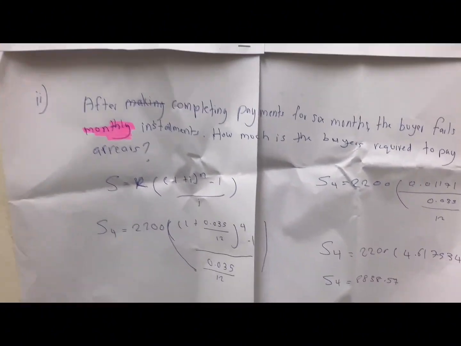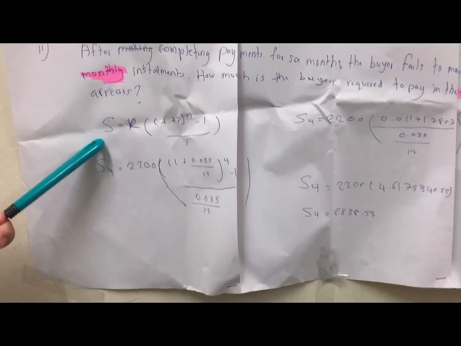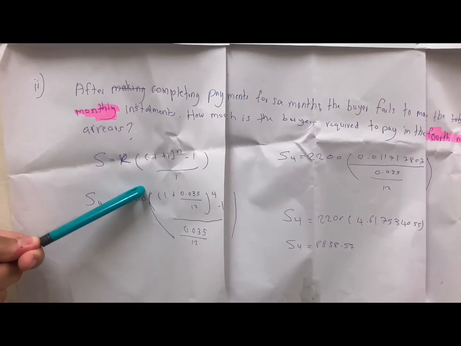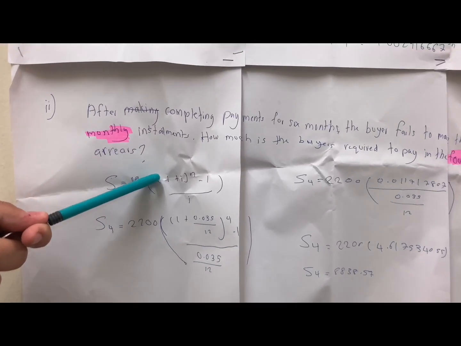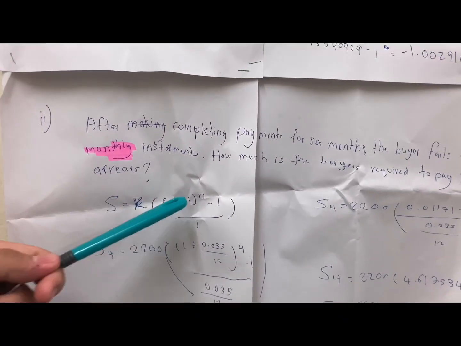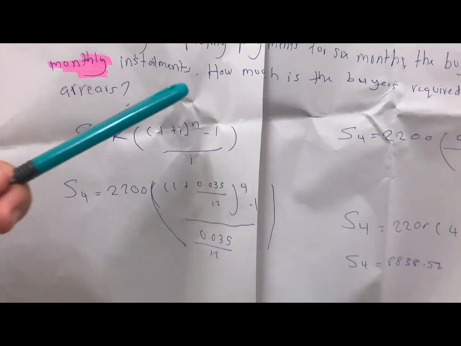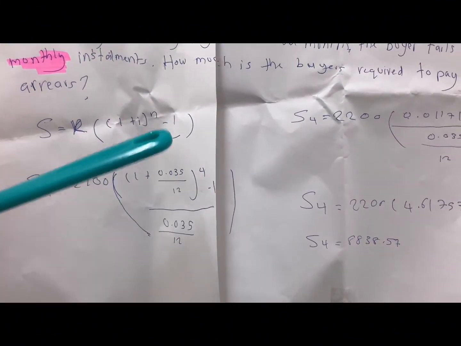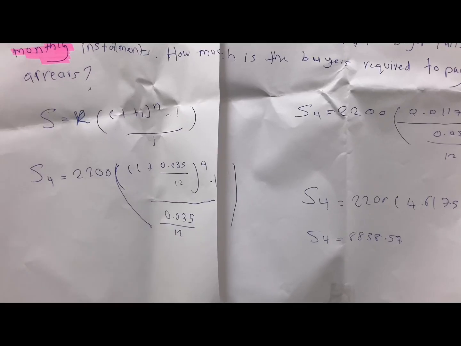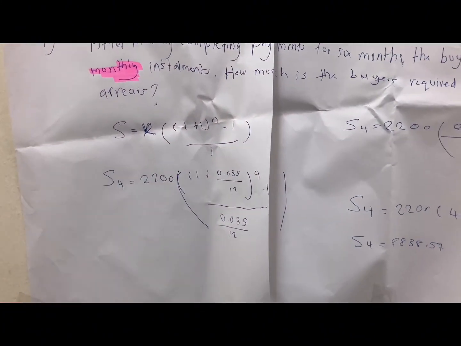Now we move to question 2. The question 2 formula is S equal to R divided by I, bracket 1 plus I bracket N minus 1 bracket. So here we put S4. Why S4? Because it said 3 months plus the month that she want to pay, that's all. So in total we got 4 months. So S4 equal to 2,200, where we got 2,200 from the first question R.